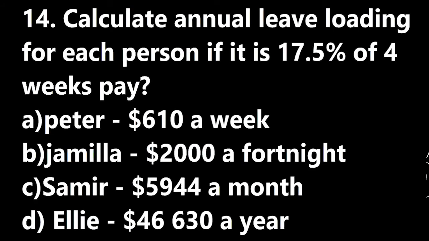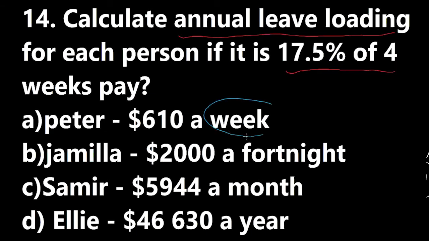Okay, so we've skipped ahead to question 14 now because the rest of them were pretty repetitive and straightforward. So in this question, we're going to be calculating the annual leave loading for each person if it is 17.5% of 4 weeks' pay. So an annual leave loading is just a little extra money that you get when you take your annual leave, which is like you have a set amount of days off and you can choose to take them all at once. And if your employer's nice, they can give you an annual leave loading, which is essentially your extra money for your holidays.